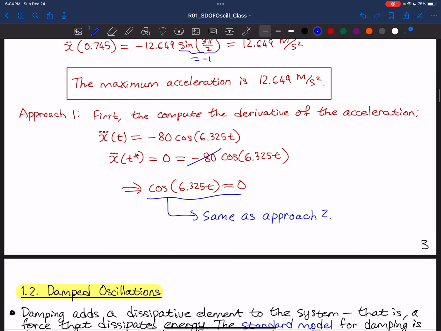Okay, that concludes this lecture. In the next lecture, we will start section 1.2, which focuses on damped oscillation.